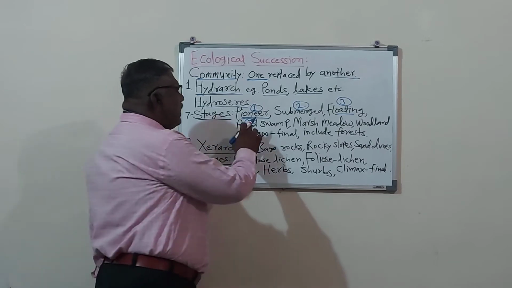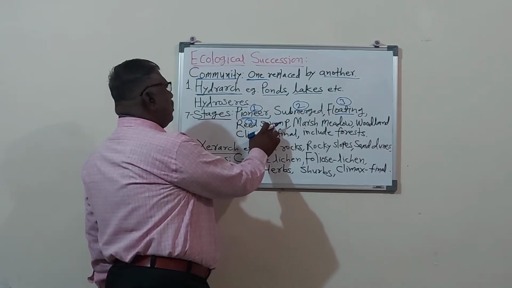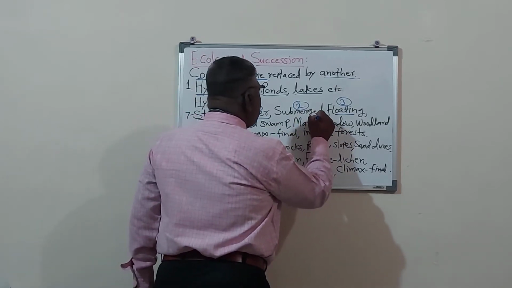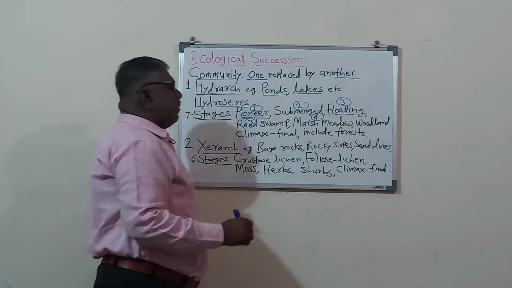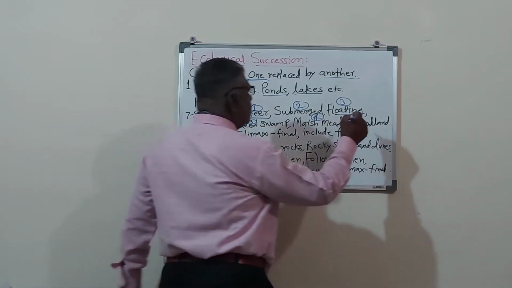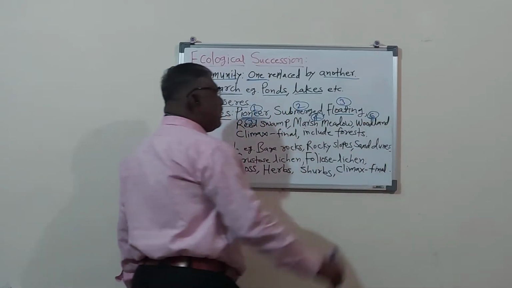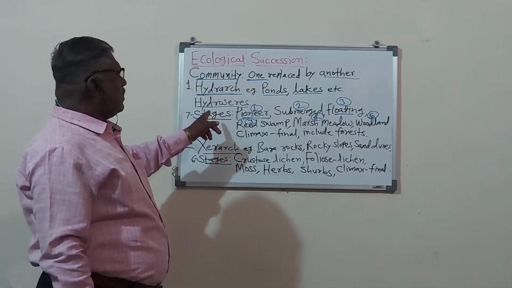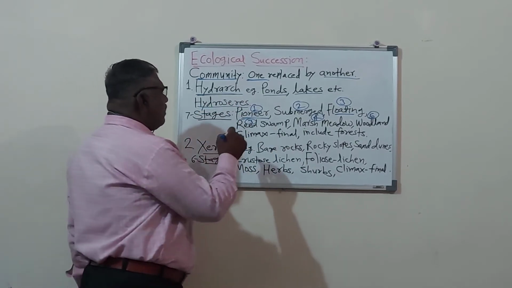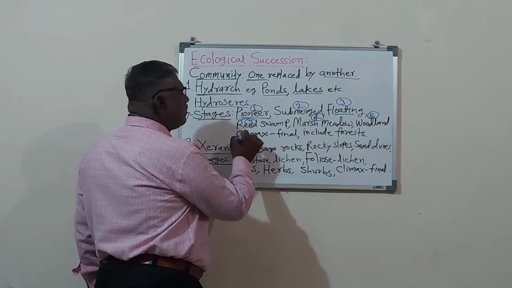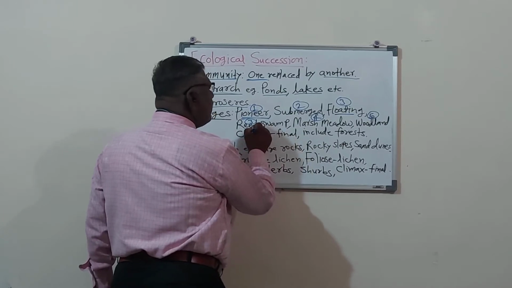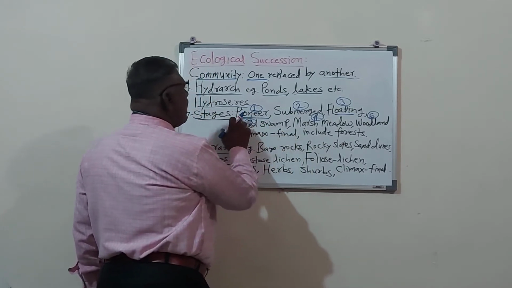Then this reed swamp stage of the hydrosere is replaced by another community, that is the marsh meadow stage. Next stage, after that, the woodland community is developed there, fifth stage of the hydrosere. After some days, that woodland is replaced by the final community, that is called the climax.